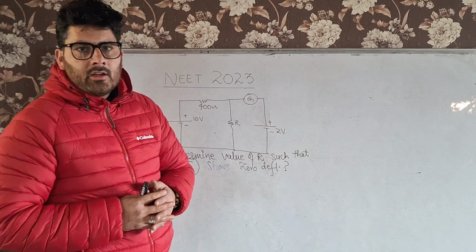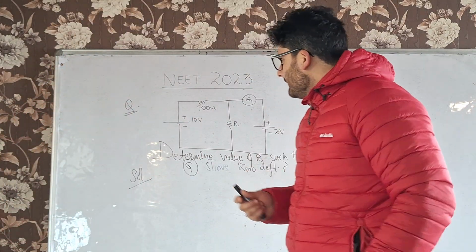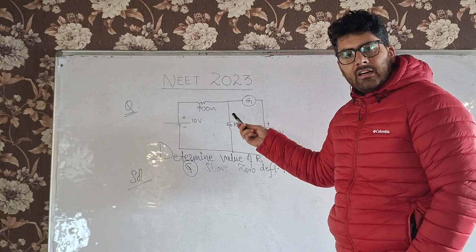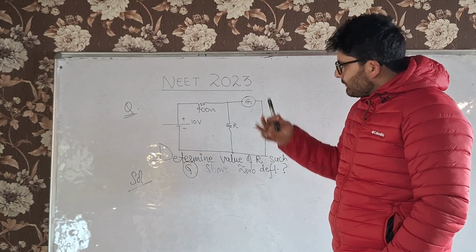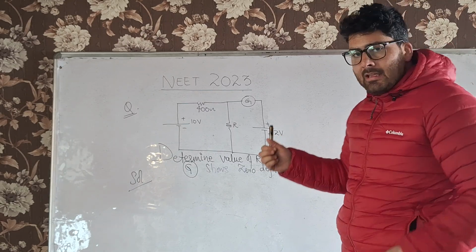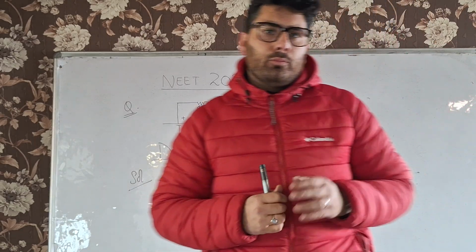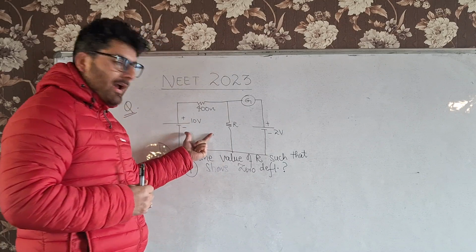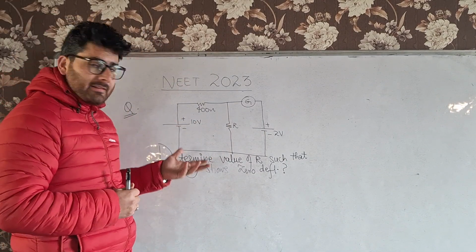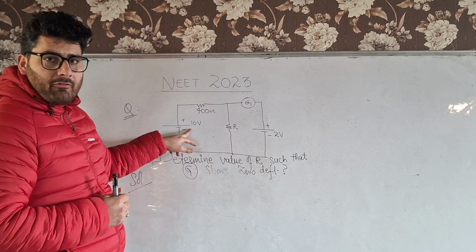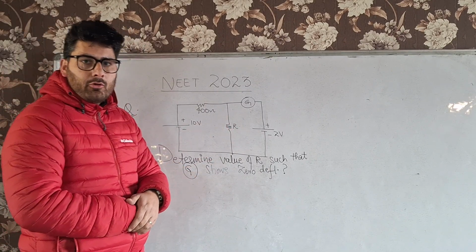Good morning, friends. So let's have a look at a problem which has been asked from current electricity in NEET 2023. So in this problem, what we're having is a circuit which has two loops. This is loop 1 and this is loop 2. And there are two cells, as we can see from the circuit. One cell has an EMF of 10 volt and the other cell has an EMF of 2 volt.